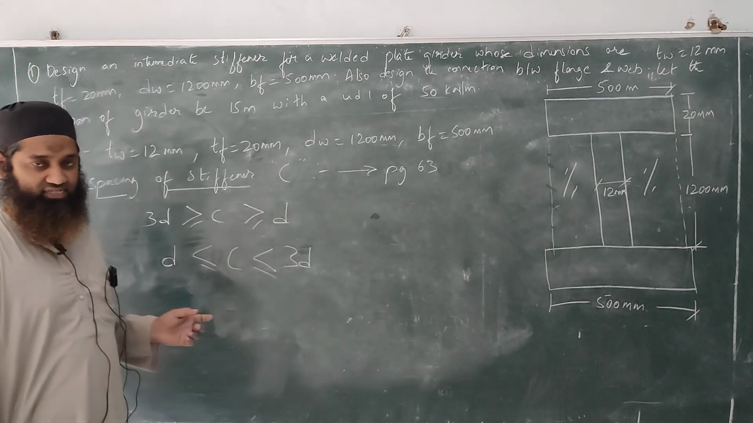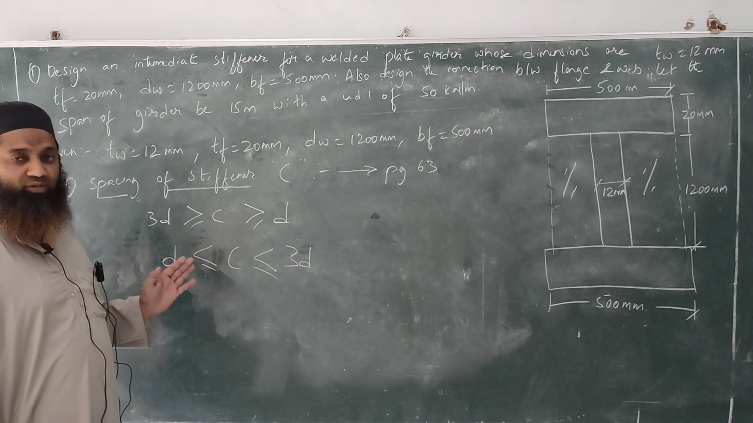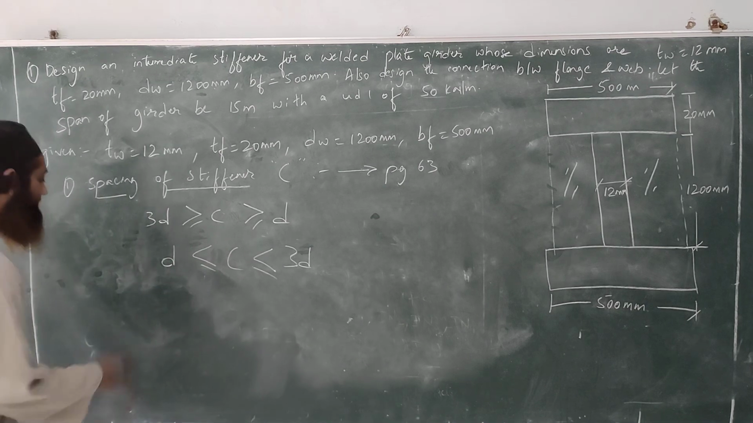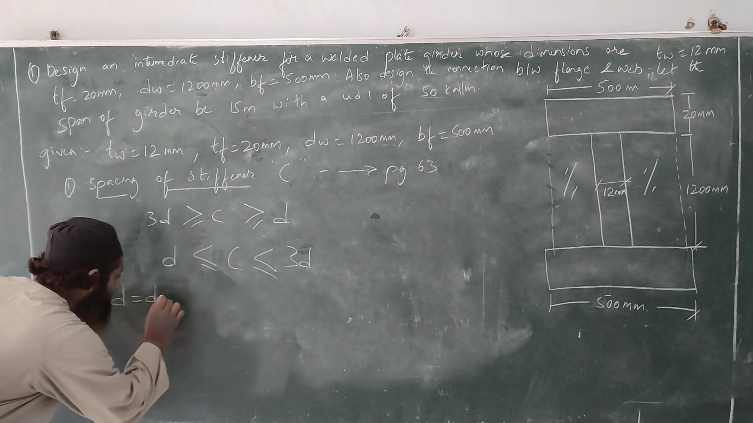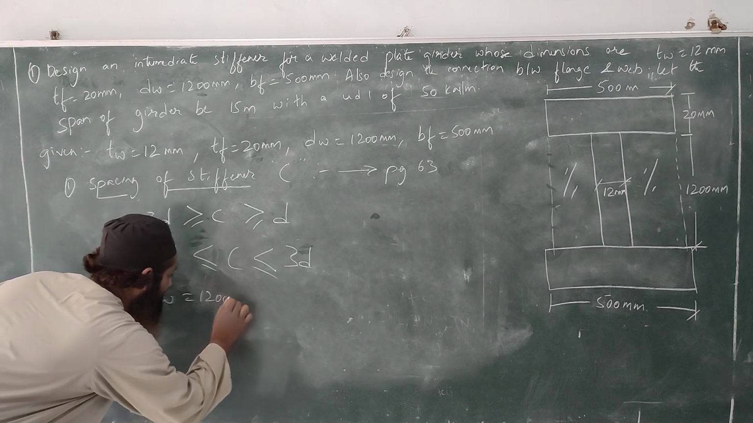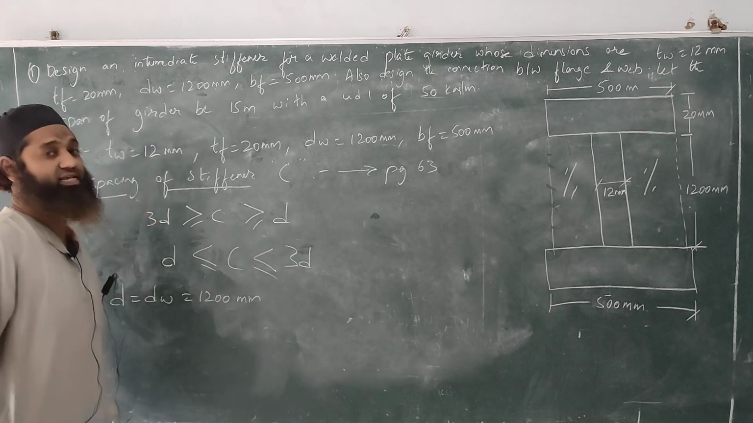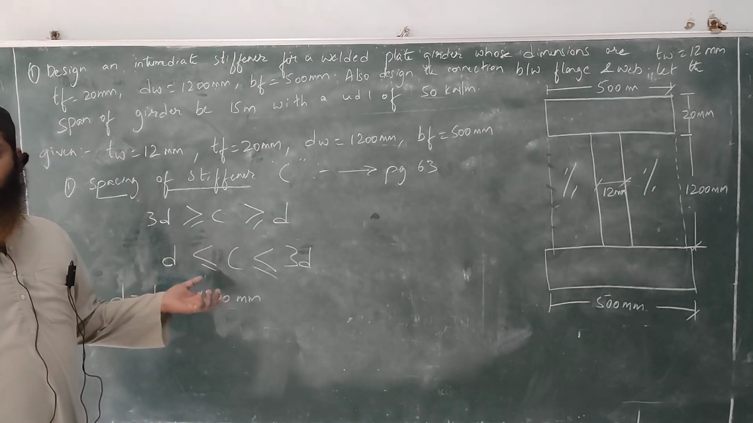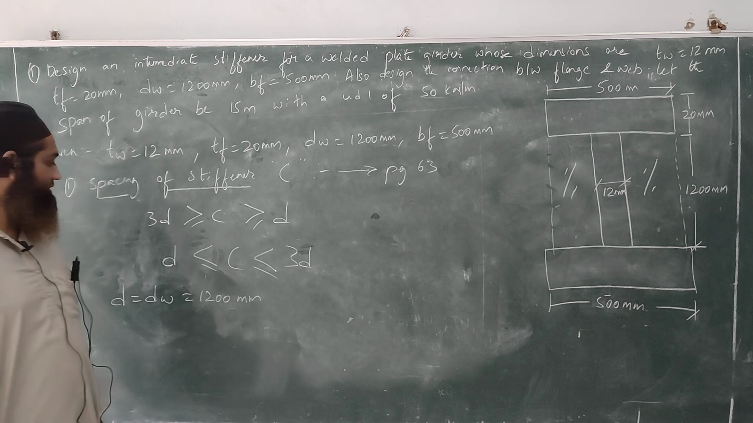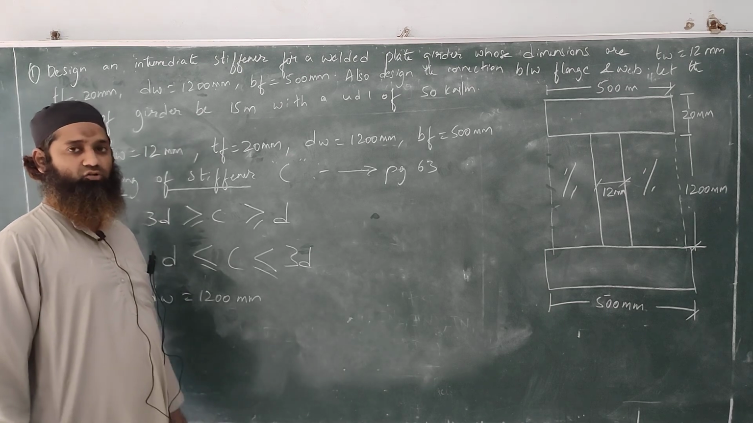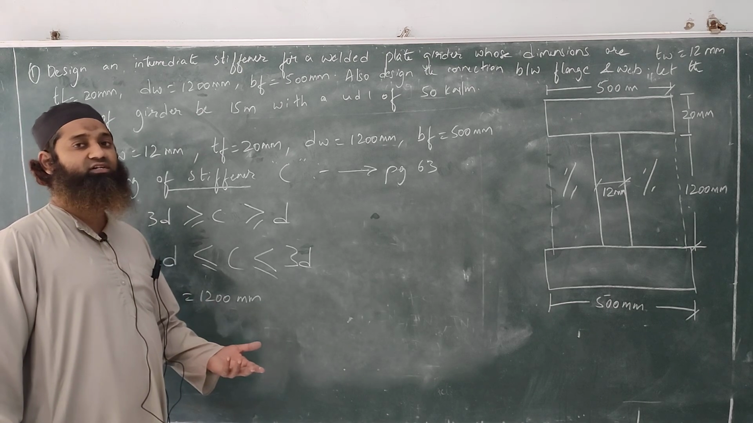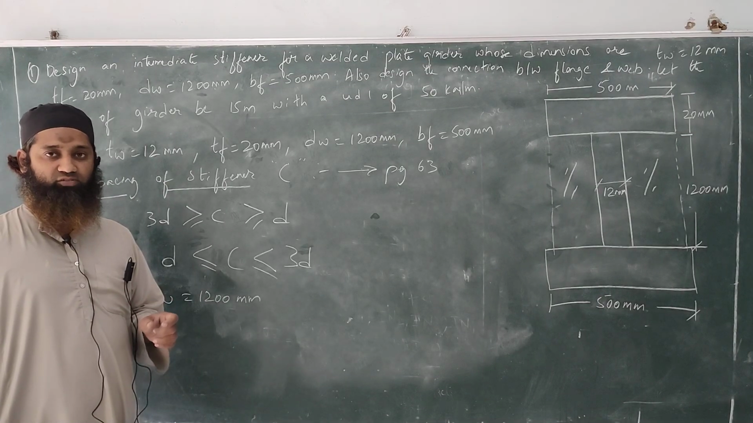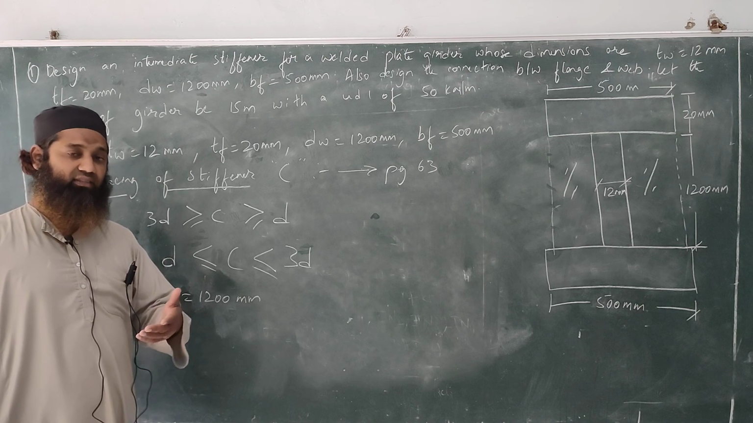What this clause says is the spacing of the stiffener should be at a distance such that it should be greater than D. Here D is dW, that is 1200 mm. As the clause says, the spacing of the stiffener should be greater than D. So I'll try to increase the spacing of the stiffener. It should be more than 1200. Remember that this depth of the web is 1200. Clause says that it should be greater than 1200.